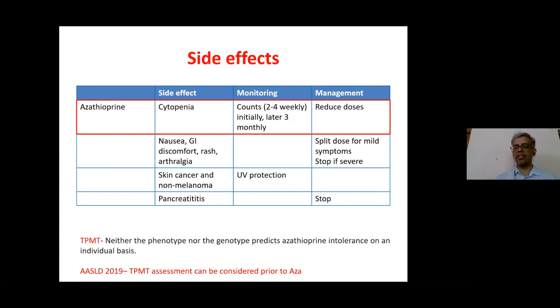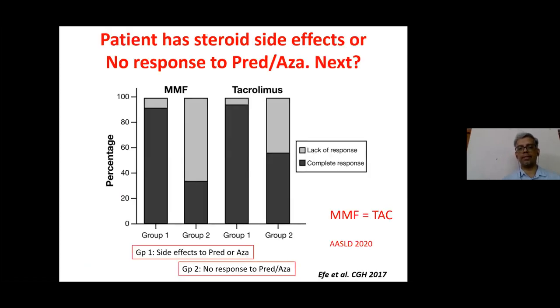Another important thing comes as TPMT estimation. So neither the phenotype nor the genotype predicts AZA intolerance on an individual basis. It's not very essential to do a TPMT. In India, as such, the prevalence of the homozygous TPMT, which is associated with AZA toxicity, is pretty less. So TPMT estimation can be considered prior to AZA, as suggested by the AASLD and the EASL guidelines. So our patient had side effects to steroids.